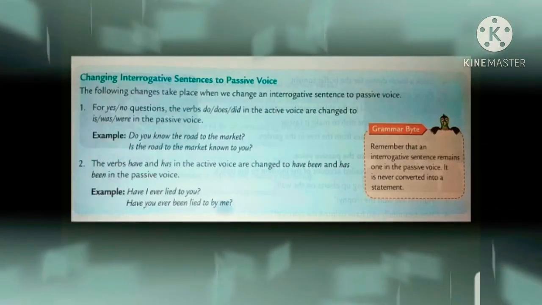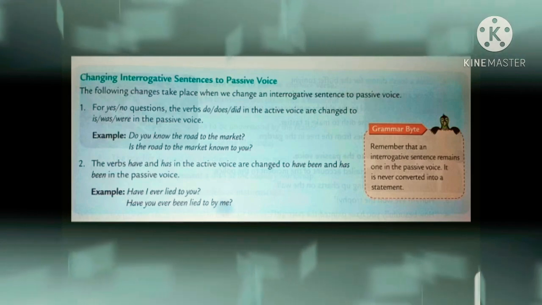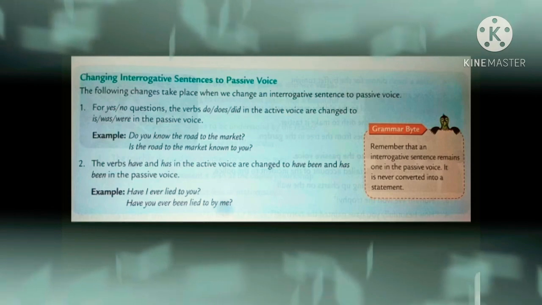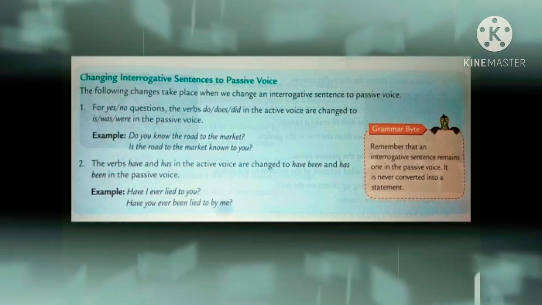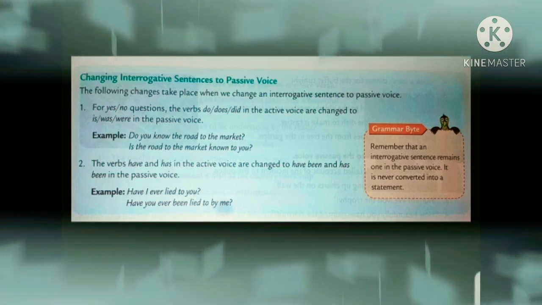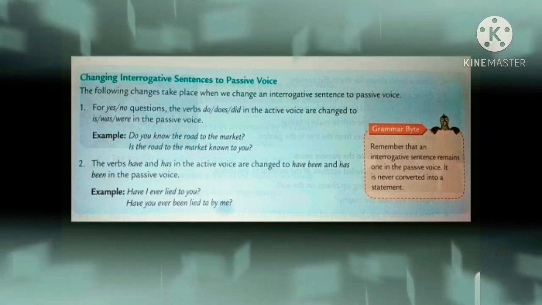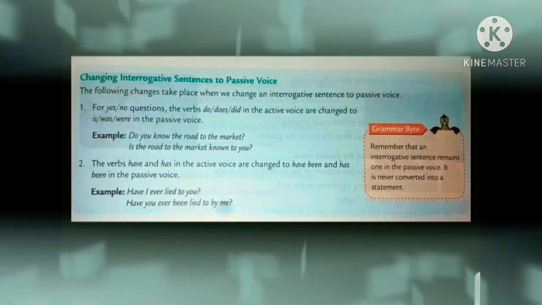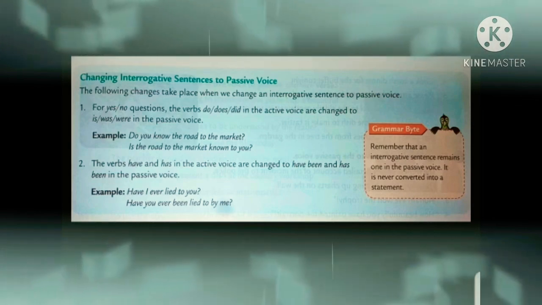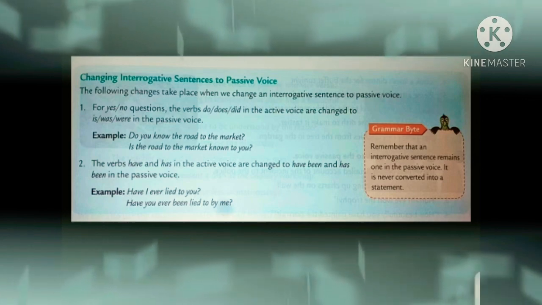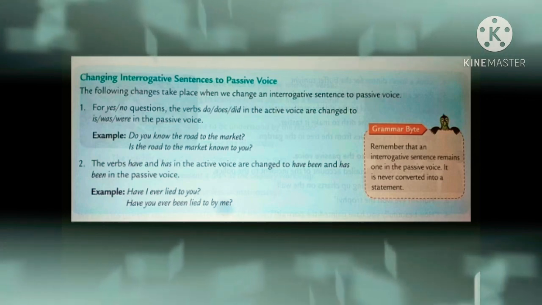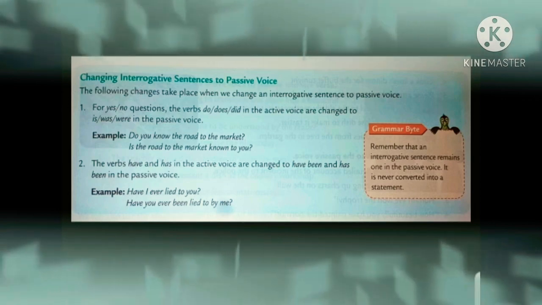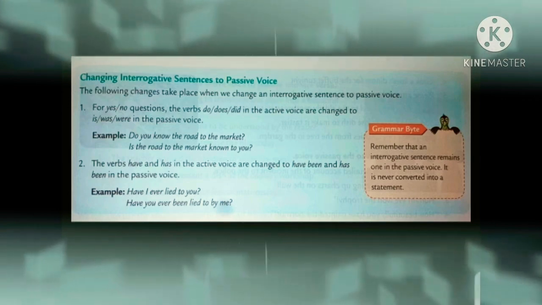Now the next topic is changing interrogative sentences to passive voice. The following changes take place when we change an interrogative sentence to passive voice. Number 1. For yes or no questions, the verbs do, does, did in the active voice are changed to is, was, were in the passive voice. For example, do you know the road to the market? When we convert it, it will become, is the road to the market known to you?